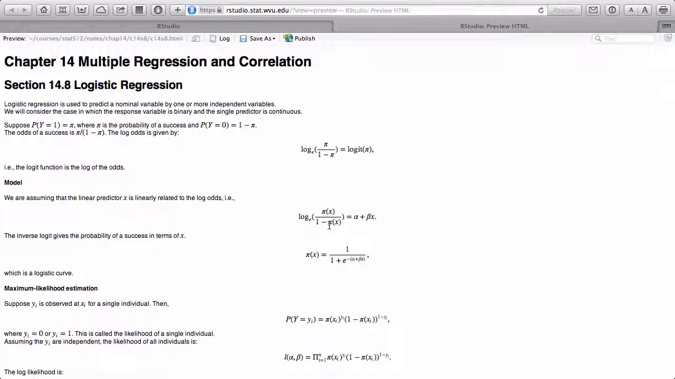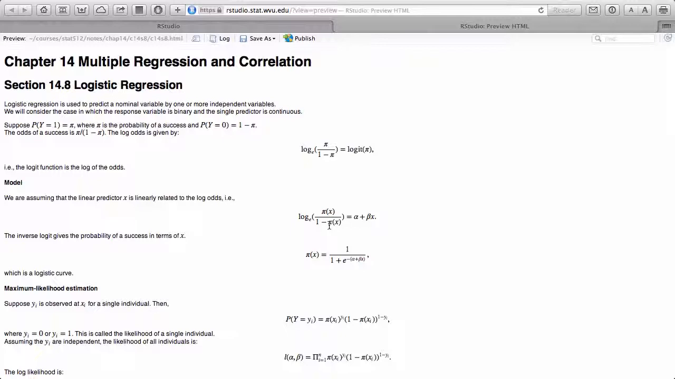So as pi goes to 0, what happens? It's the log of 0. As pi goes to 1, then the ratio is infinity. So my point is that by taking the log odds, I don't have to worry about being outside the prediction range.